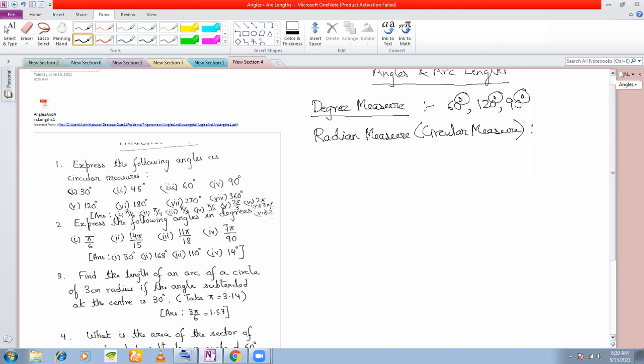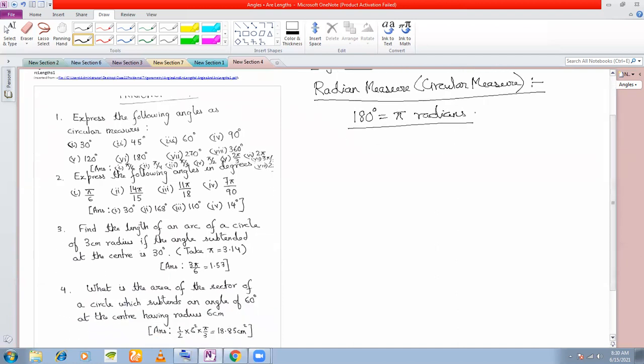Now, what is the relation between radian measure and degree measure? This is the most important thing. That is 180 degrees is equal to pi radians. Remember this. If you remember this, you'll be able to do all the sums. I will not get into the detailed discussion of what the radian is and all that. All this is not required. What you only remember is 180 degrees is equal to pi radians.